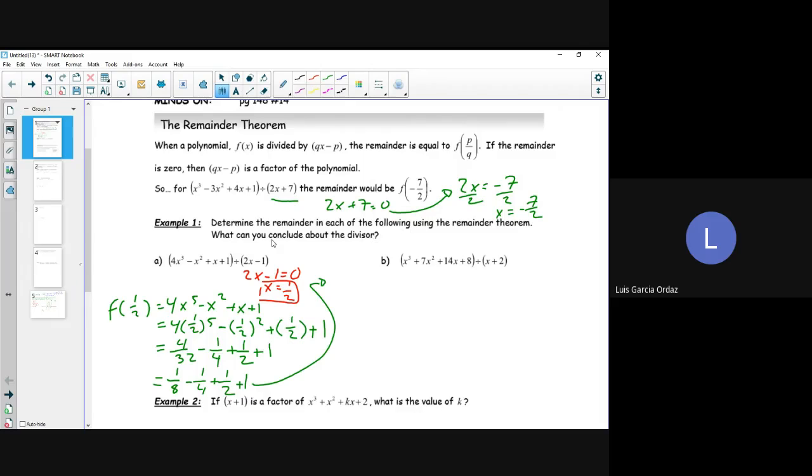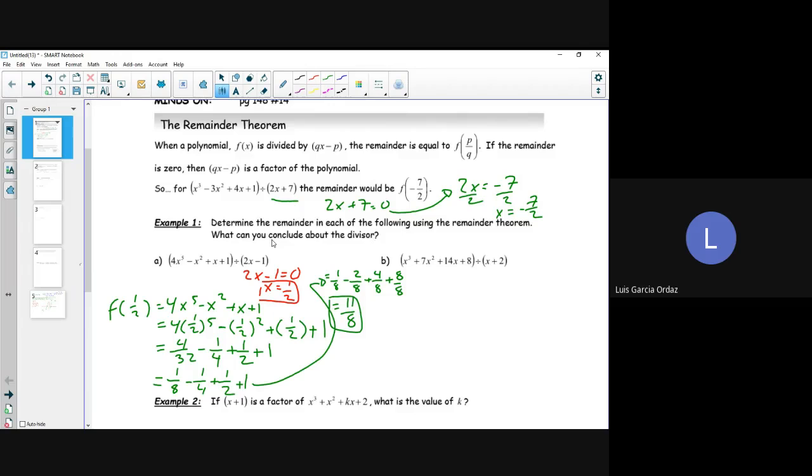What would our lowest common denominator be for that set of numbers? 8. So we have 1/8 minus 2/8 plus 4/8 plus 8/8. And when you add all of those numbers together, what would our final answer be? 11/8.